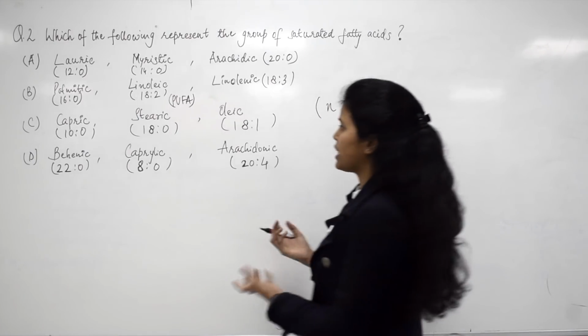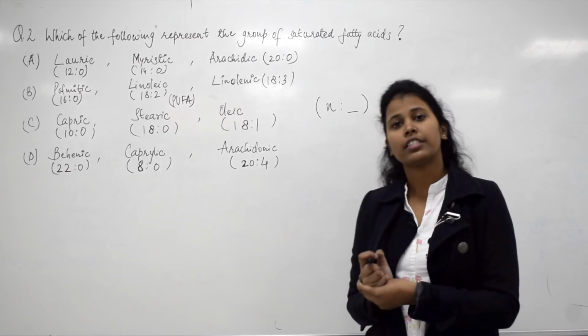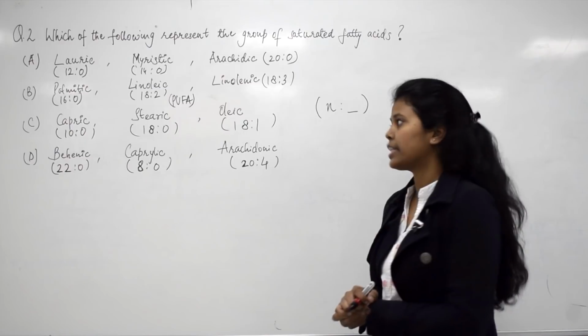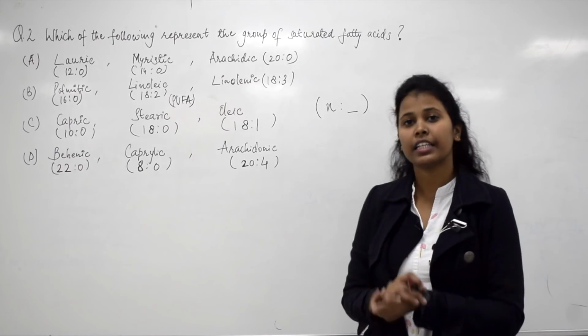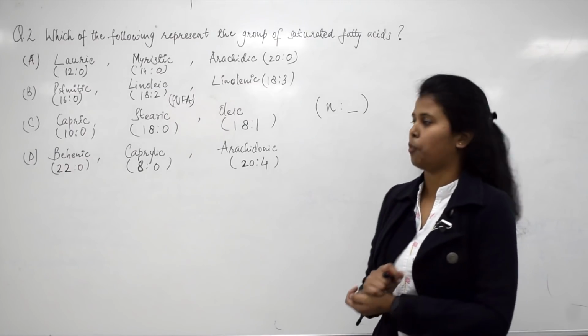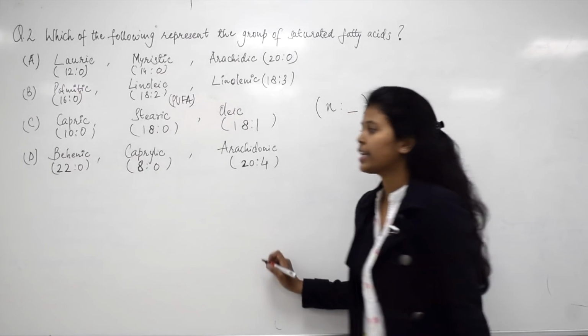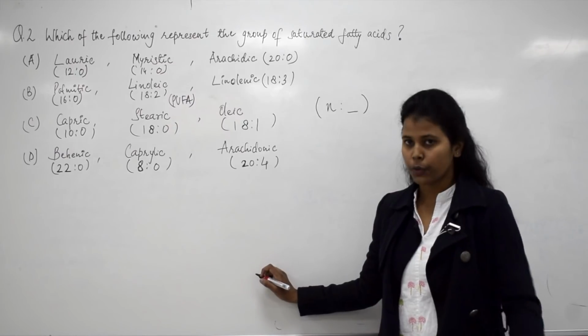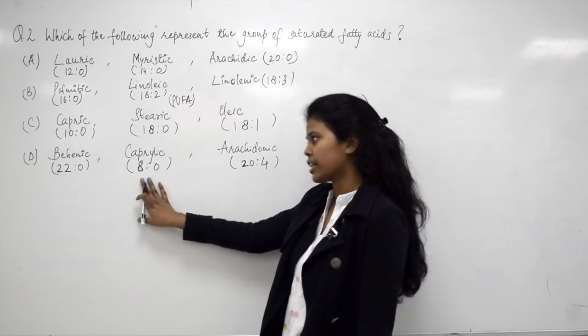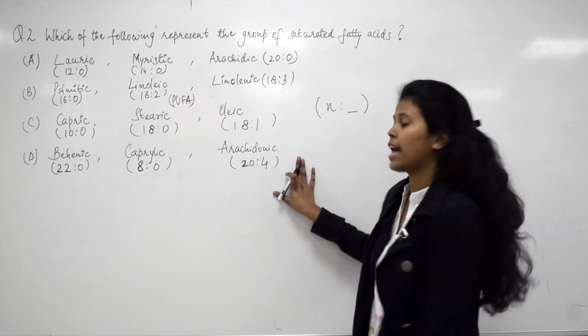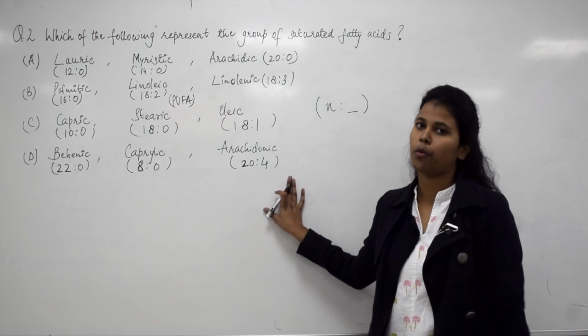Capric, stearic and oleic is the third option. Capric has 10 carbons without any unsaturated bond. Stearic has 18 carbons and oleic has 18 carbons but 1 unsaturated bond. Last option is behenic, caprylic and arachidonic. Behenic has 22 carbons and 0 double bonds. Caprylic has 8 carbons with 0 double bonds or triple bonds, and arachidonic has 20 carbons but 4 double bonds or triple bonds.